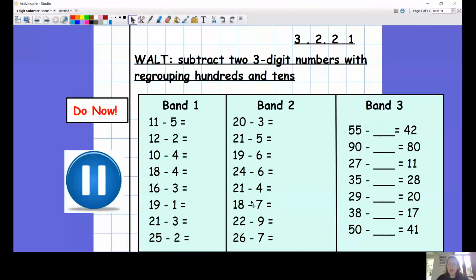Here is your do now. All you'll need is a pen, pencil and some paper and complete the subtraction questions that are on the page. Press pause now.